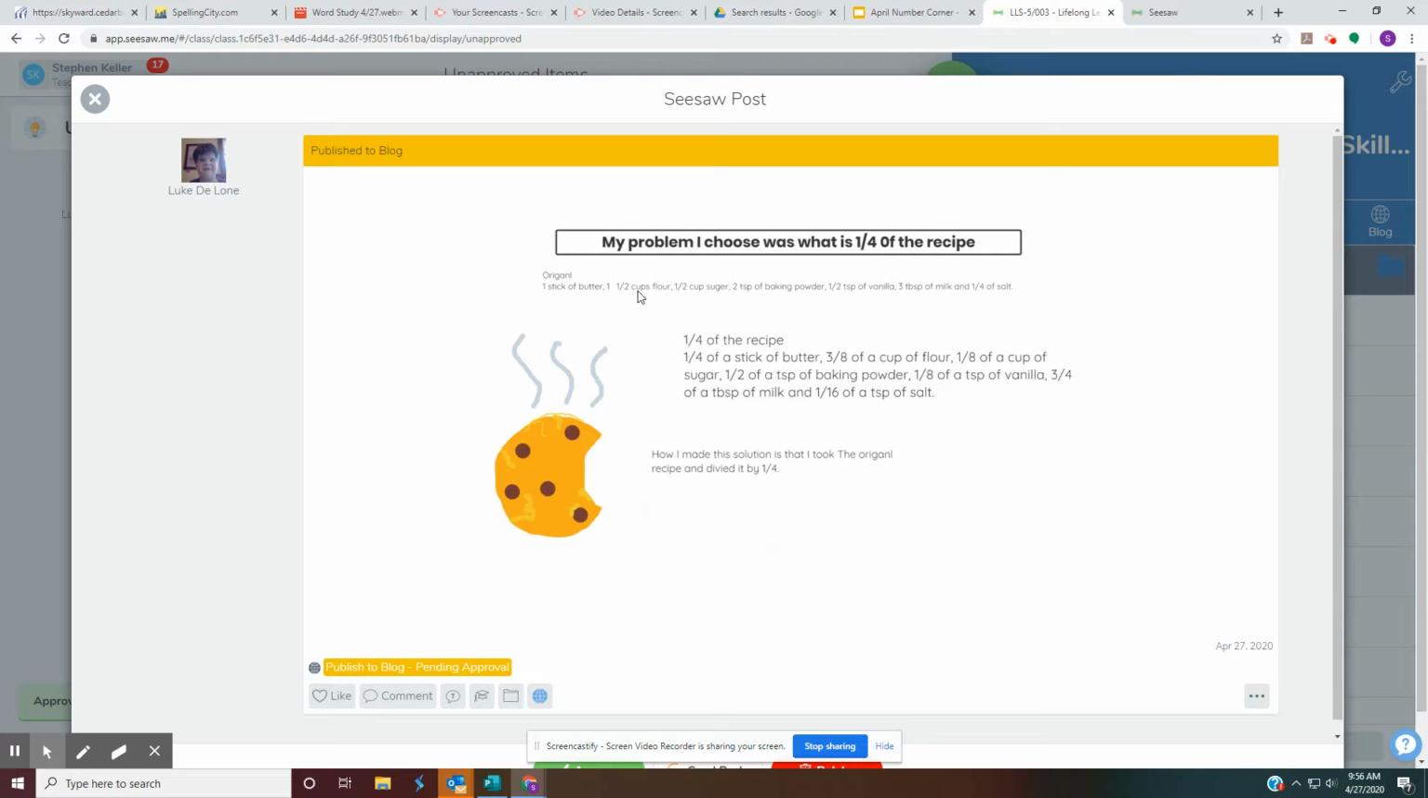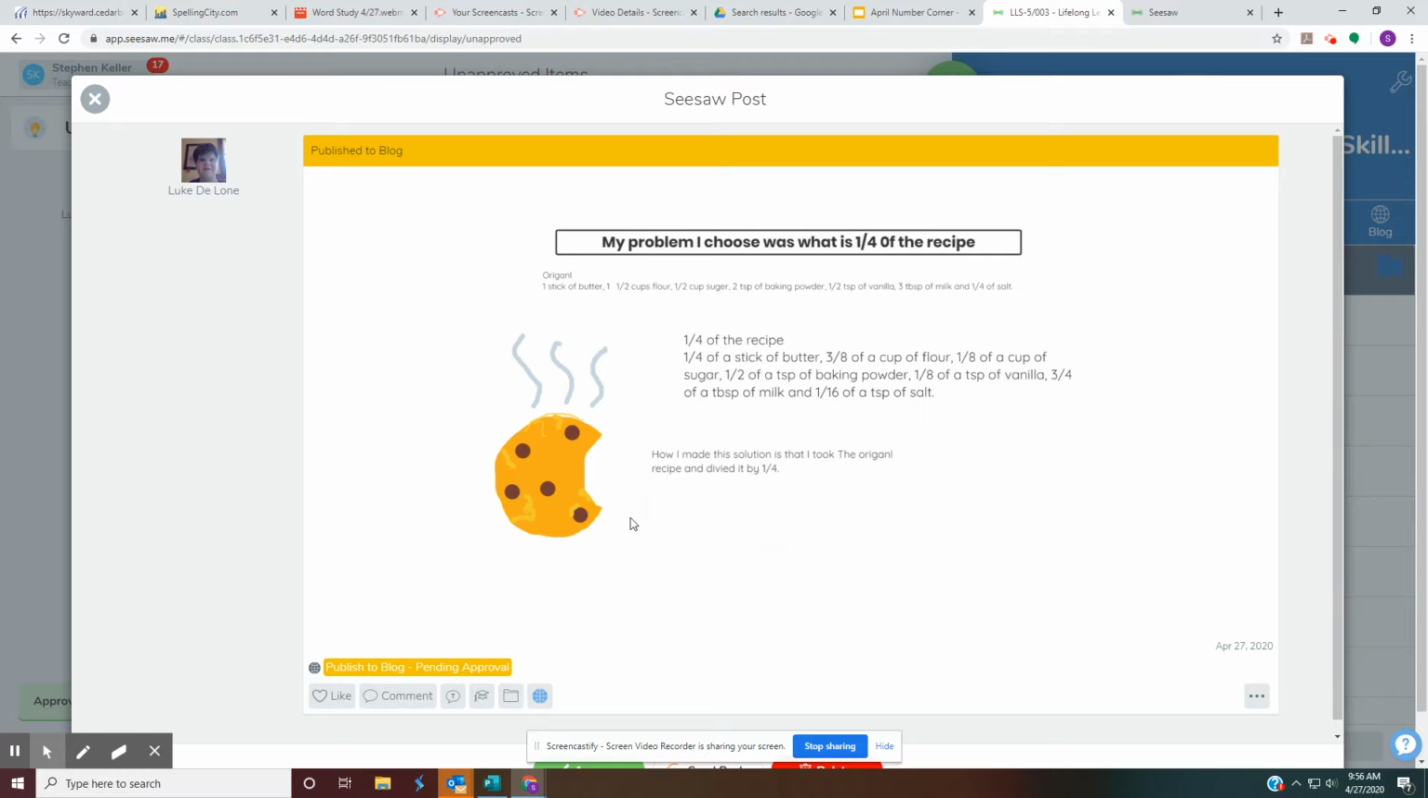Instead of 1 1/2 cups of flour, he used 3/8 cups of flour. If he used 1/2 cup of sugar, he used 1/8 cup of sugar. If he had 2 teaspoons of baking powder, he only used half a teaspoon of baking powder. For 1/2 a teaspoon of vanilla, he used 1/8 of a teaspoon of vanilla. 3 tablespoons of milk, he did 3/4 of a tablespoon of milk. And 1/4 teaspoon of salt, then he used 1/16.